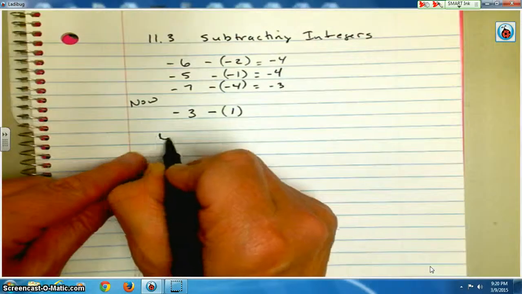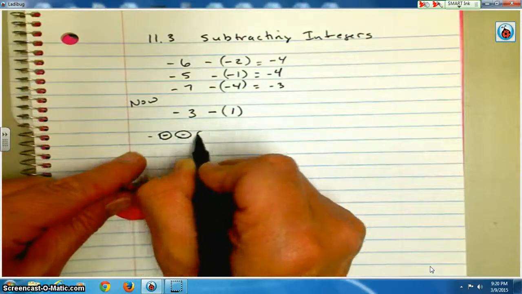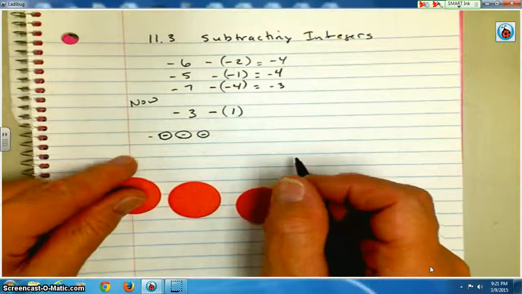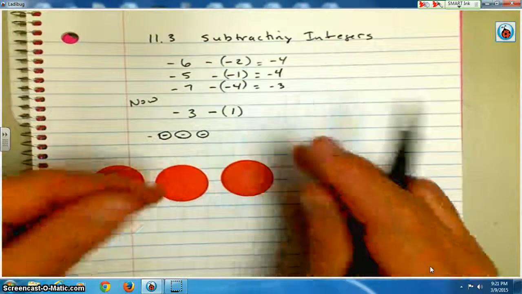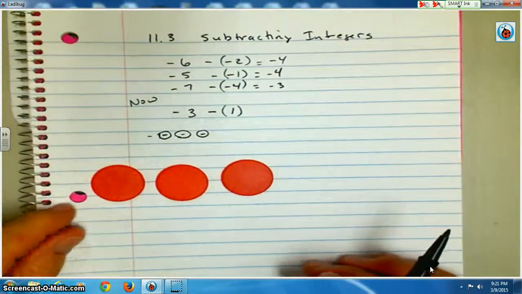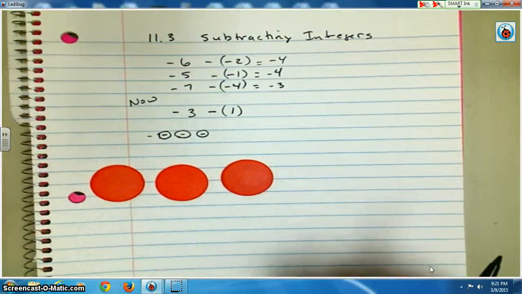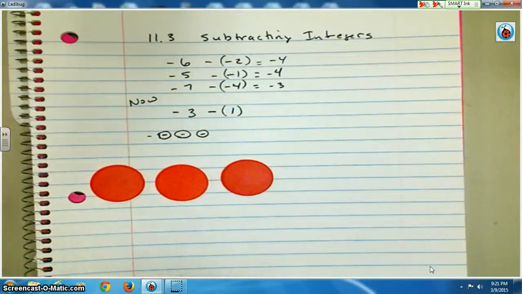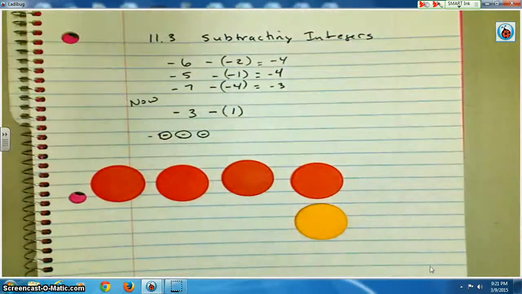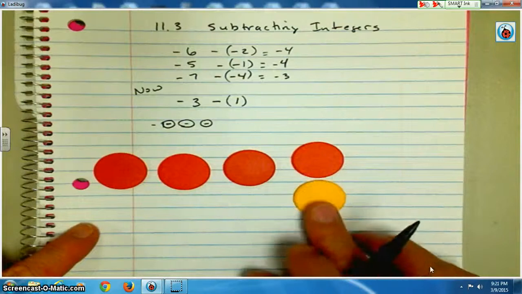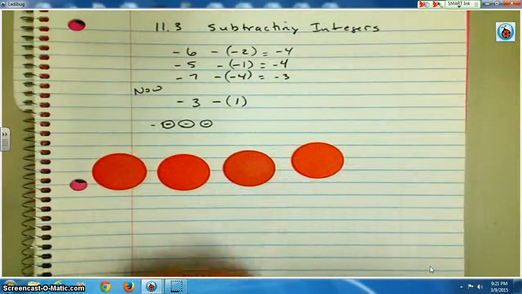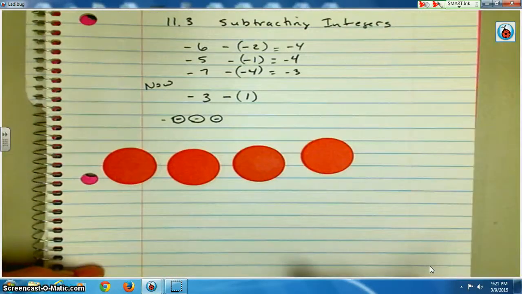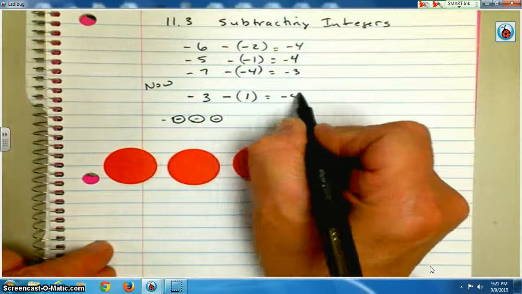A -3, so I've got a negative chip, and a negative chip. We can put little X's on our paper as well. And then we're going to take away a positive chip. Well, in this situation, we can't do that. So what we have to do is add a 0 pair. A 0 pair, of course, is a negative and a positive. So we're going to add 1 0 pair, because in order to subtract a positive, we have to have a positive chip. Now if we subtract our positive 1, we are left with a -4.